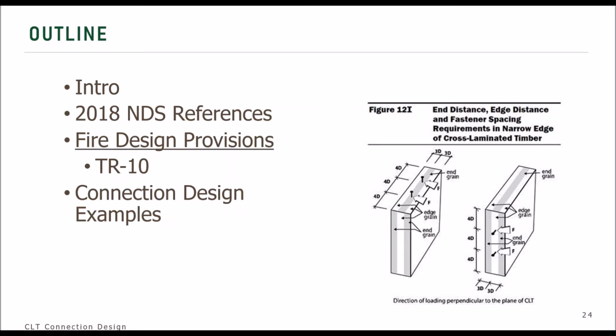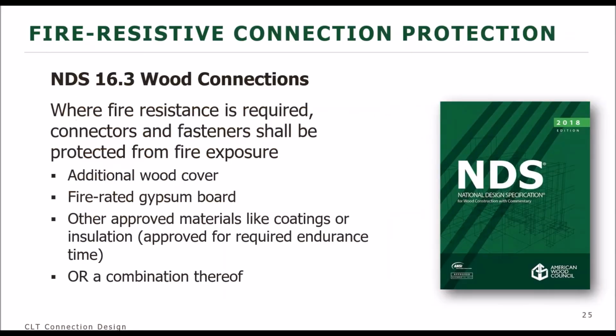All right, our next section we're going to talk about is some of the fire design provisions in both the NDS, and then we're going to discuss some of the provisions in Technical Report 10. NDS section 16.3 is where the requirements for connections come into play. It states that connections between members which are required to be fire resistance rated must be protected from fire exposure. And we have different options for how we can provide that protection.